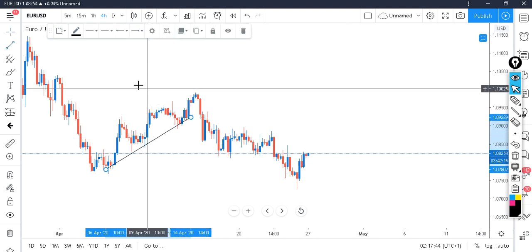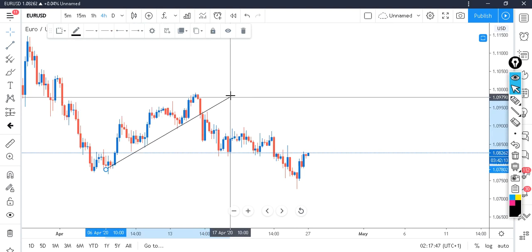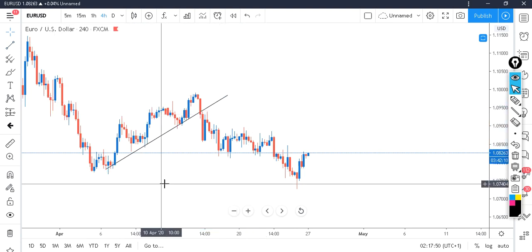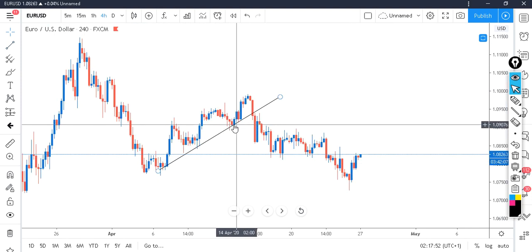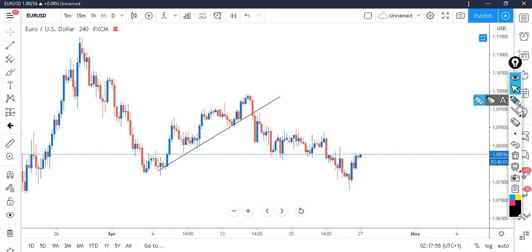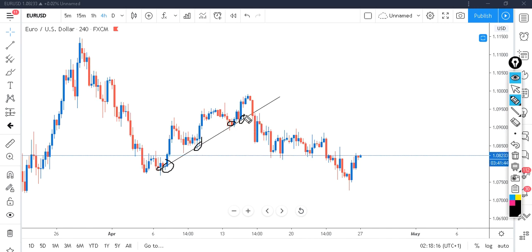Then you extend it and try to get as many wicks and candles above this trend line as possible. So here we have rejection. We have different touches, two rejections here, and another rejection. This is the proper way to draw a trend line. That is my opinion, and this is how I've been trading. This is how I believe is the best way to draw a trend line. You need to accumulate as many candles as possible and cover as many candles and wicks as you can.